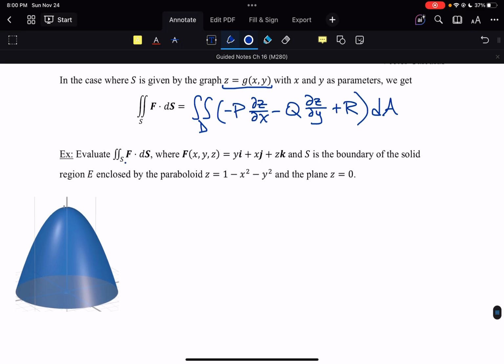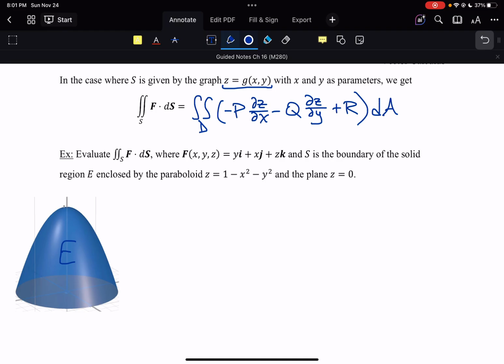Evaluate the surface integral over S of this vector field F. So F is the vector field y i plus x j plus z k, and S is the boundary of the solid region E enclosed by the paraboloid z equals 1 minus x squared minus y squared, and the plane z equals 0. So you can see I have that over right here. So E is just the solid within that, but the paraboloid is up here, and then that plane is down there in the bottom.